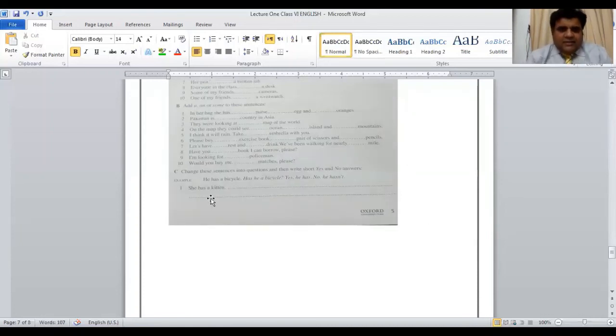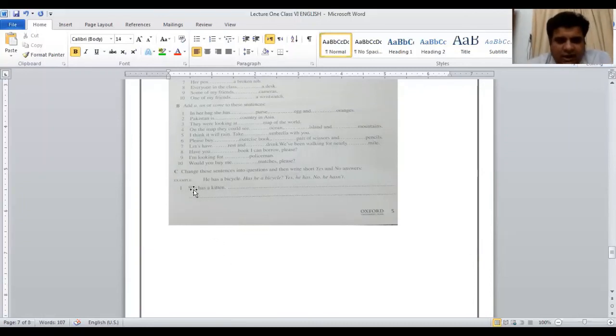This is completely, boys and girls, you have to solve this. And then we have exercise C as well. In exercise C, it is very easy. What we have to do, look at the question, change these sentences into questions, and then write short yes and no answers. Example, he has a bicycle. Has he a bicycle? Yes, he has. No, he hasn't. Now, what is written? He has a bicycle. It is a sentence.